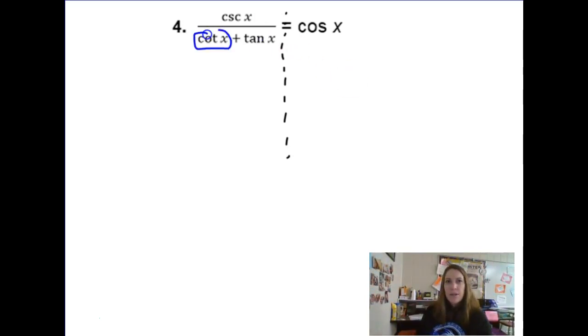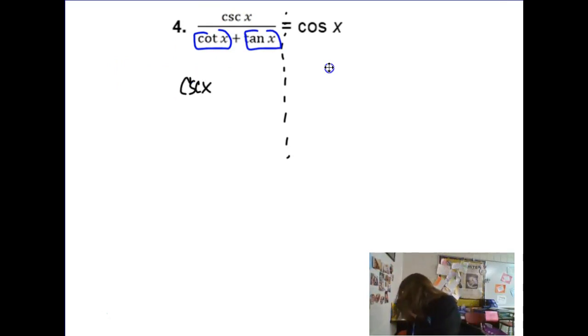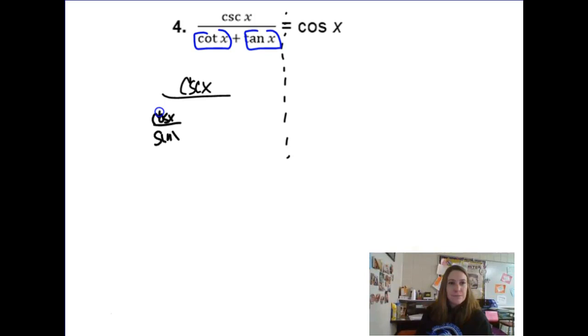I'm gonna look at this denominator and I'm gonna trade them out for their fractions. And I'm gonna leave the numerator as cosecant for a moment. I might trade it in a second. Oh boy, excuse me. Cotangent is cosine over sine. Okay, I lost some knowledge after I sneezed. And then tangent is sine over cosine.